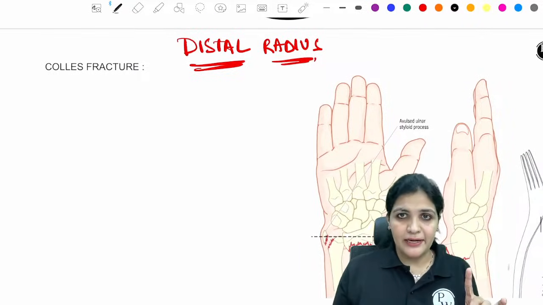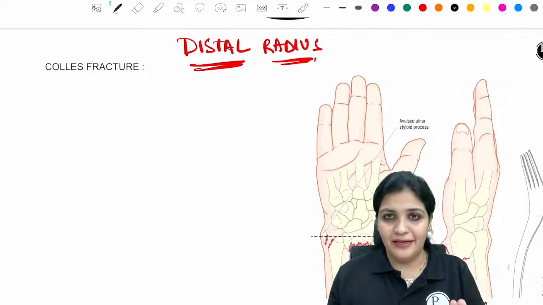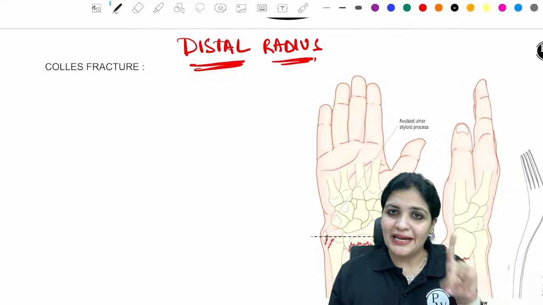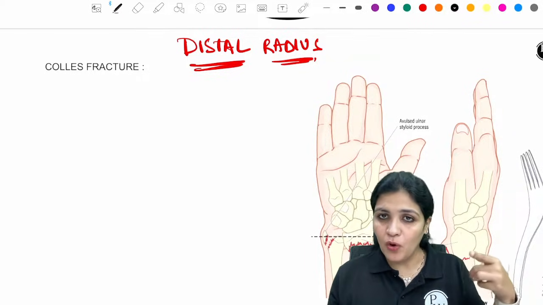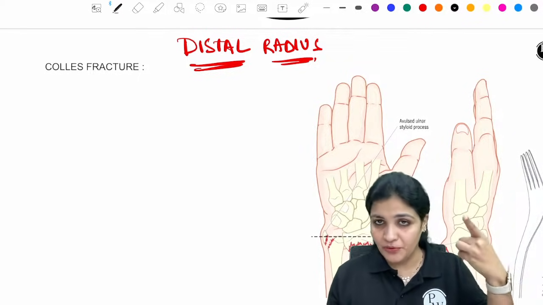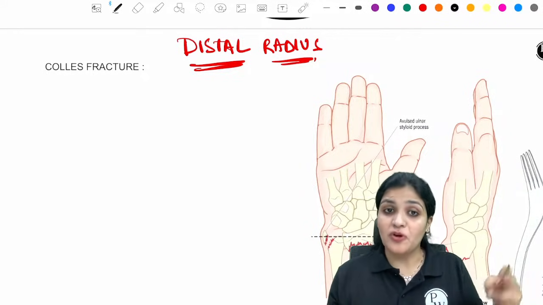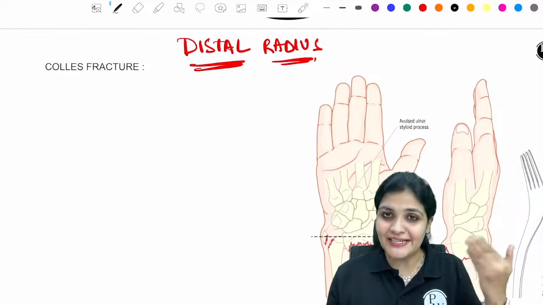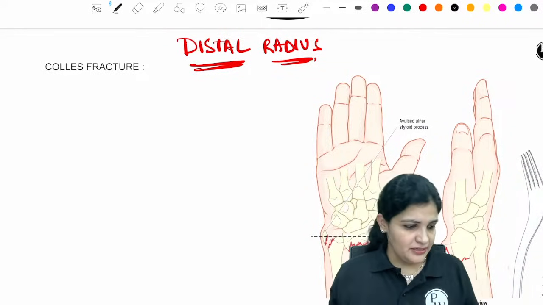But both osteoarthritis and osteoporosis occur in elderly patients, right? Osteoporosis occurs in the elderly because as they age, the density of the bone decreases. And osteoarthritis, because it is a degenerative condition, as the age increases, they end up with osteoarthritis.